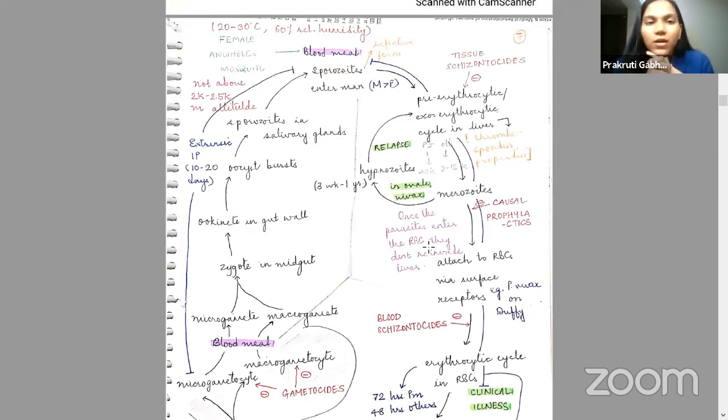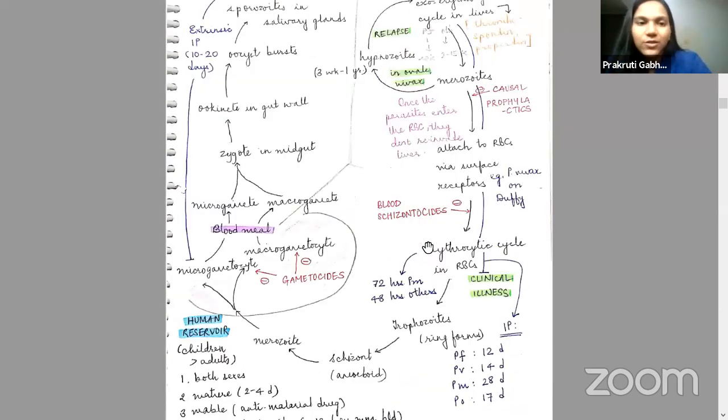All right. Now, talking about the bite of the female mosquito, these mosquitoes thrive in a temperature of about 20 to 30 degrees, and when there is a relative humidity of 60%. Usually these are not found above a level of 2,000 to 2,500 meters. So at those altitudes you don't tend to find Anopheles mosquitoes.